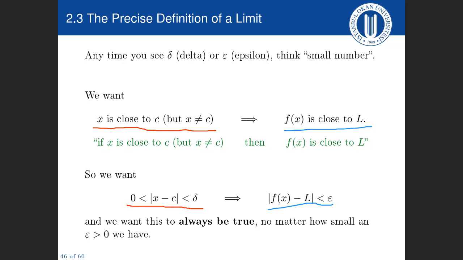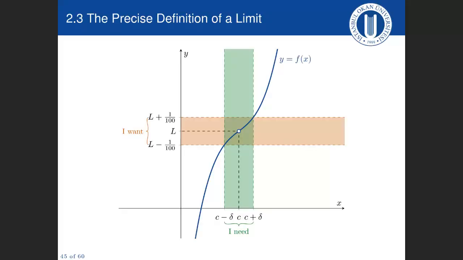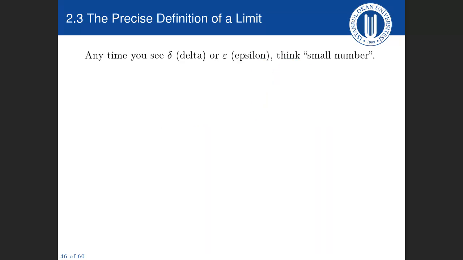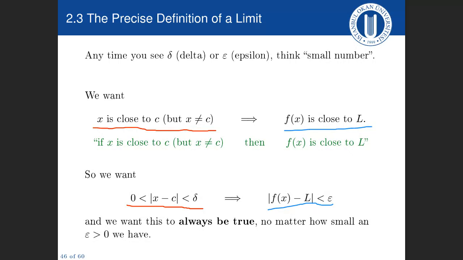Remember, delta and epsilon are very, very small numbers. So if the absolute value of x minus c is less than delta, that means that x must be close to c. If the absolute value of f of x minus L is less than epsilon, then that means that f of x must be close to L. And here's the key point. We want this to always be true. Doesn't matter how small an epsilon we have, we want it to always be true that we can find the delta. Go back to the pictures. Doesn't matter if we have this wide orange strip or a small orange strip, we need to always be able to find delta such that if x is closer to c than delta, then f of x is closer to L than epsilon.